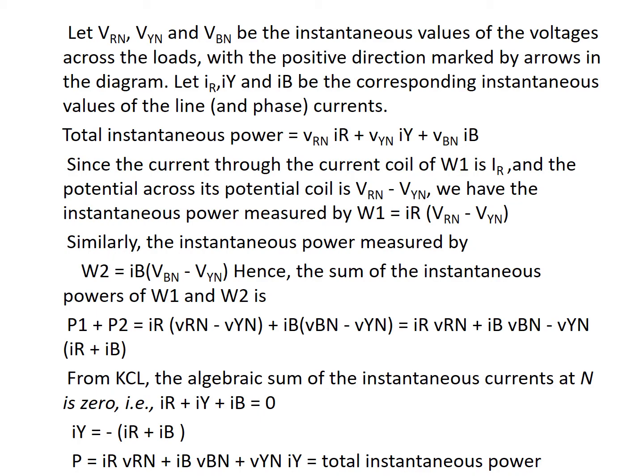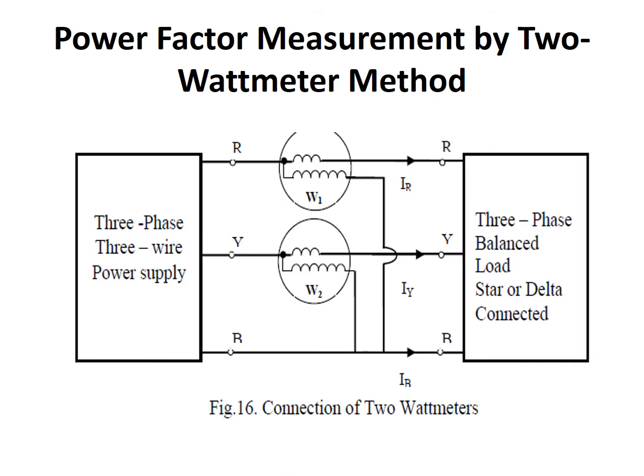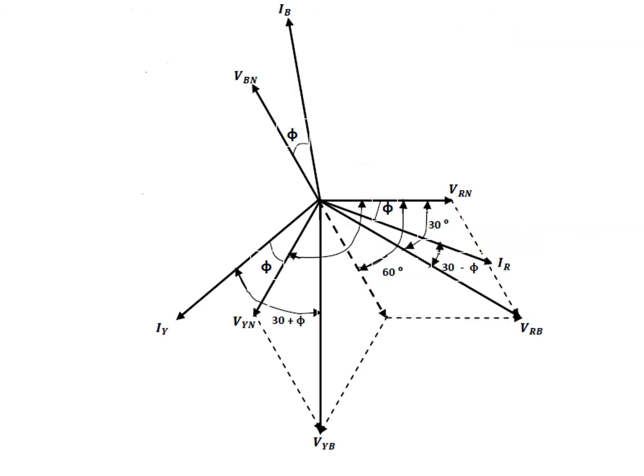the three-phase AC circuits. In W2, the current through the current coil is IY. The potential measured by the potential coil is VYB. In the phasor diagram you can observe VYB is VYN minus VBN. It is in the reverse direction, so it is minus. Again, IY and VYN you can take in the anti-clockwise direction. VYN is leading with respect to IY, and IY is lagging, so the angle between these two is phi.